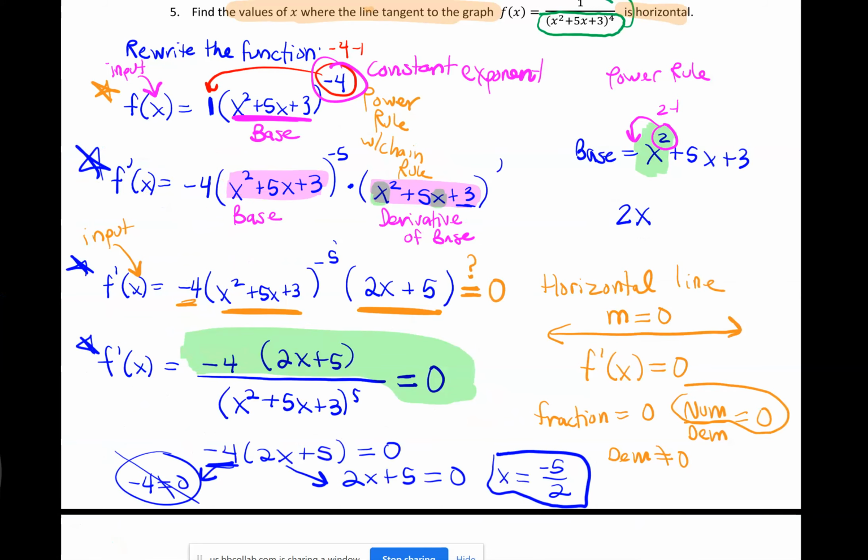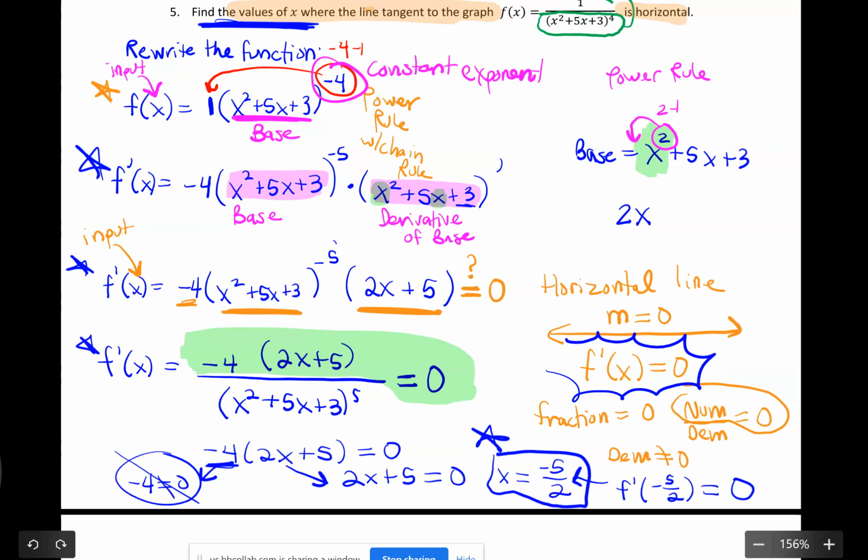Yes, and that's because they asked us up here to find the values of x that create a horizontal tangent line. So if I plug that value of x into any form of the derivative, the raw derivative, the simplified derivative, any of them, it's going to create an output of 0, because the slope of that tangent line would be 0 there.